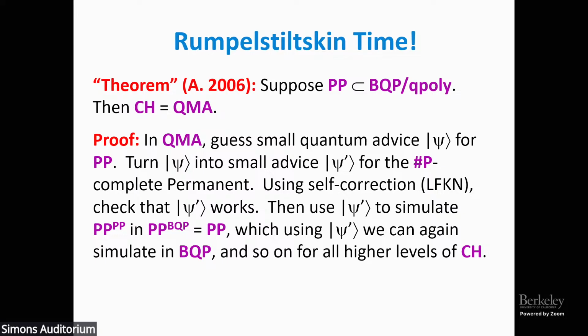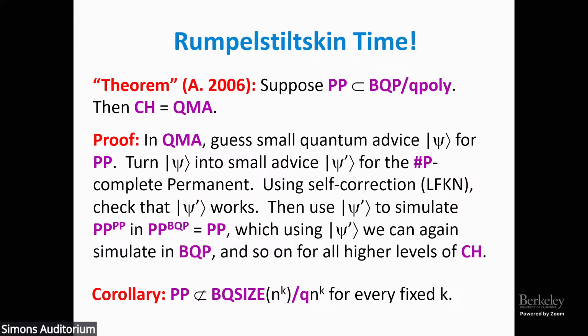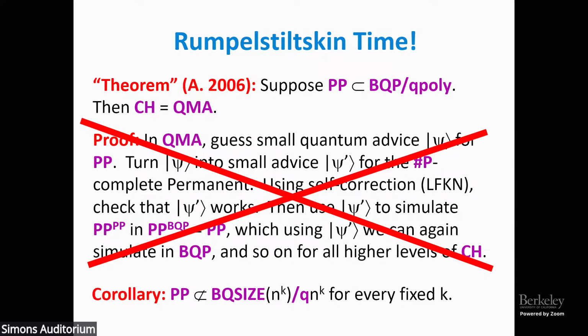If PP is in here, then there is a small quantum state that lets you solve the permanent once you know it. So in QMA we can then guess that state, call it psi. We can turn it into a state, a psi prime, that self-correctedly does the permanent. And then we just use that state to recursively unravel the whole counting hierarchy down to QMA. What's the problem? We've got the state. We just unravel everything. And then I deduced this circuit lower bound as a corollary of that. Again, the corollary we can get anyway; I already showed you how to get the corollary without this. But this quantum Karp-Lipton statement, I later realized that this proof is just wrong.